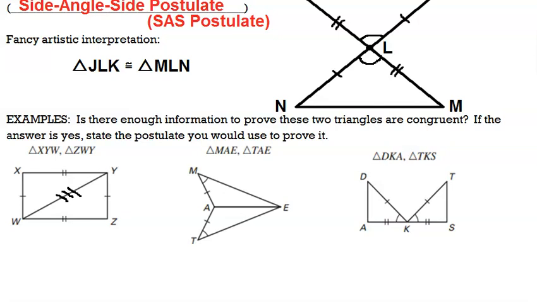of the triangles. Now, we do need to check the order. X, Y, W. So it goes across the part with two markings, and then it goes down the middle. Z, W, Y goes across two markings, and then down the middle. It checks out. The statement works. The answer is yes, they are congruent, and the postulate that we would use to prove it would be the side-side-side postulate.